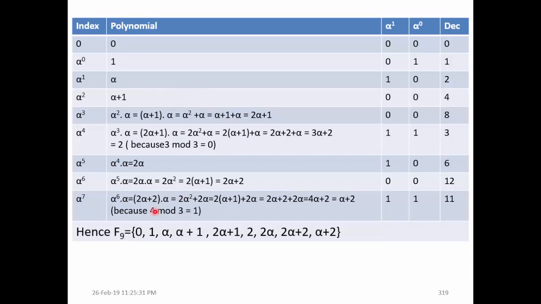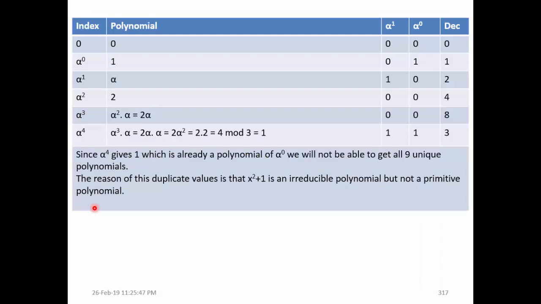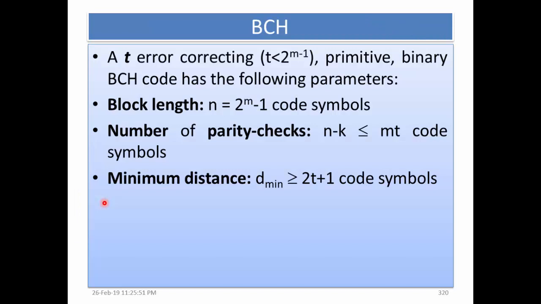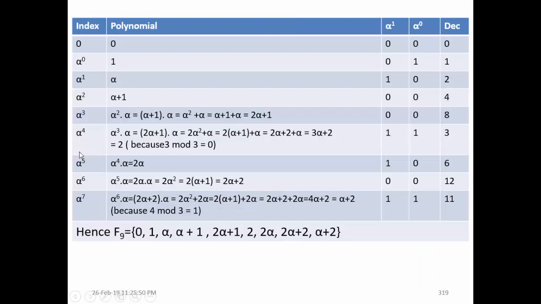And what we get is 0, 1, alpha, alpha plus 1, 2 alpha plus 1, 2, 2 alpha, 2 alpha plus 2 and alpha plus 2. These are the polynomials we get, and we have got all the 9 elements. So that's how we get all the 9 elements of GF of 9, and it is very simple.